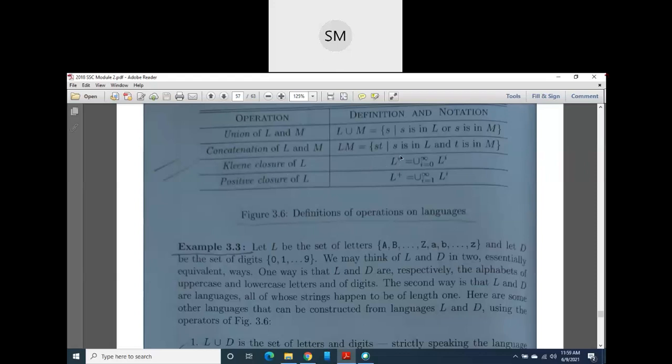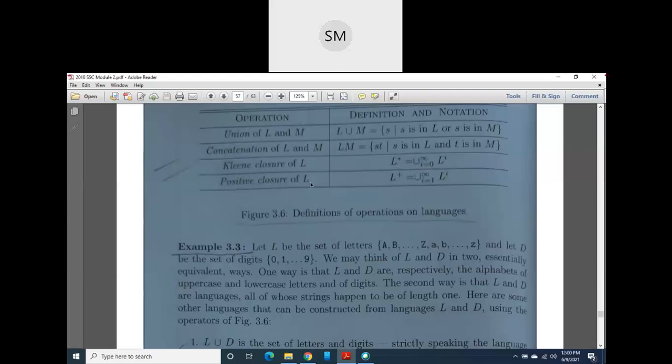I think you already know from earlier semesters that star indicates 0 or more. Because of that, here the variable i is initialized to 0, and up to where? Infinity. So it is going to give us L to the power i, where i may be any number between 0 and infinity. So, 0 or more.